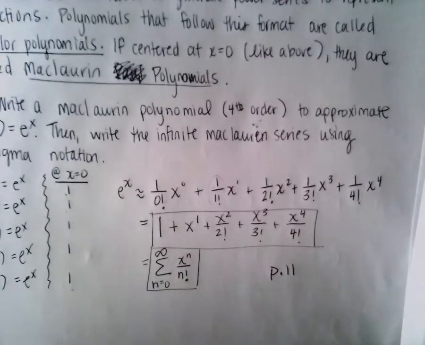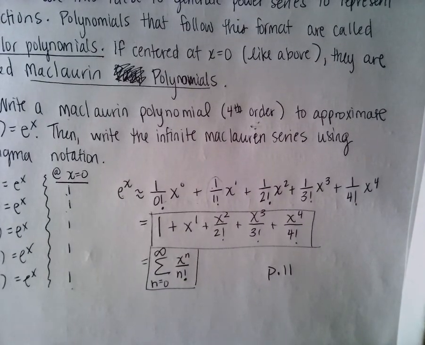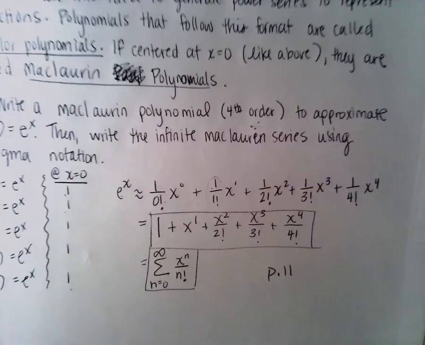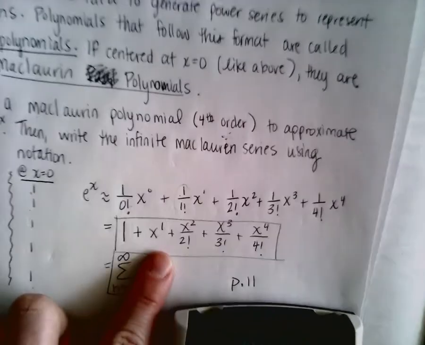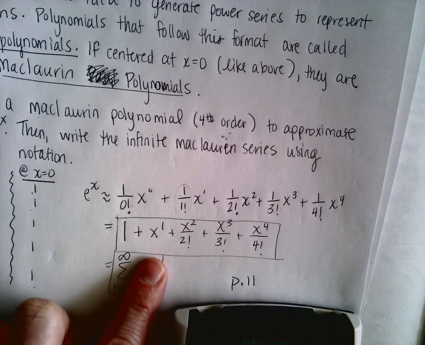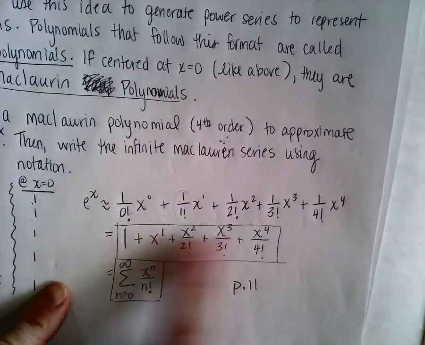There you go. Okay, so what we're going to do is go through the other common functions on pages 11 and 12 together. So I guess before I do that, though, I want to show you that this polynomial here is going to look similar to e to the x. It would look exactly the same as e to the x if I had infinitely many terms, but I don't. I only am going up to x to the fourth.